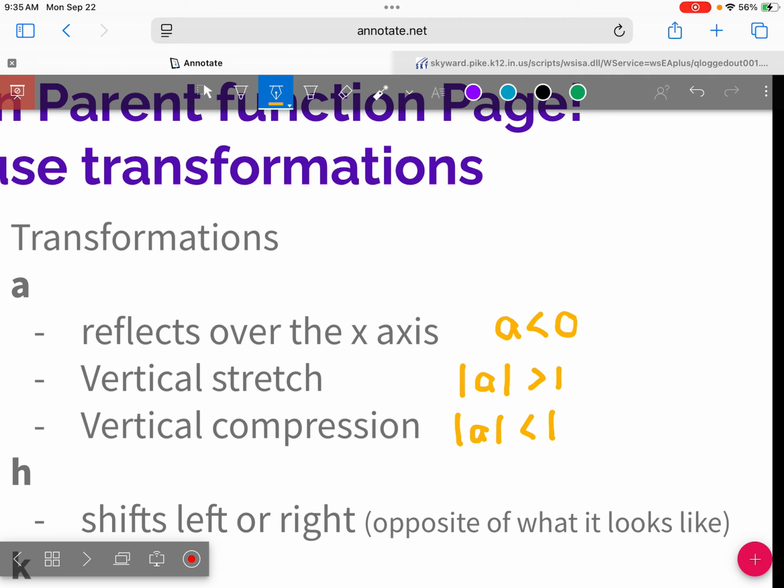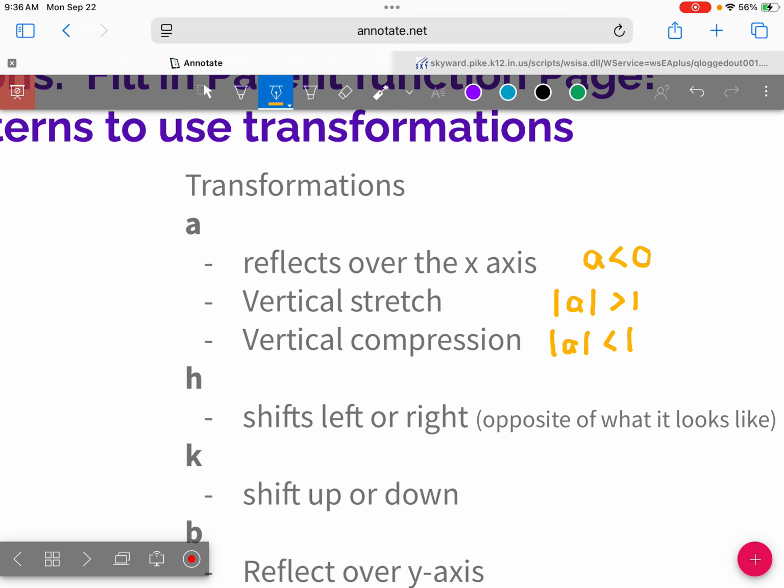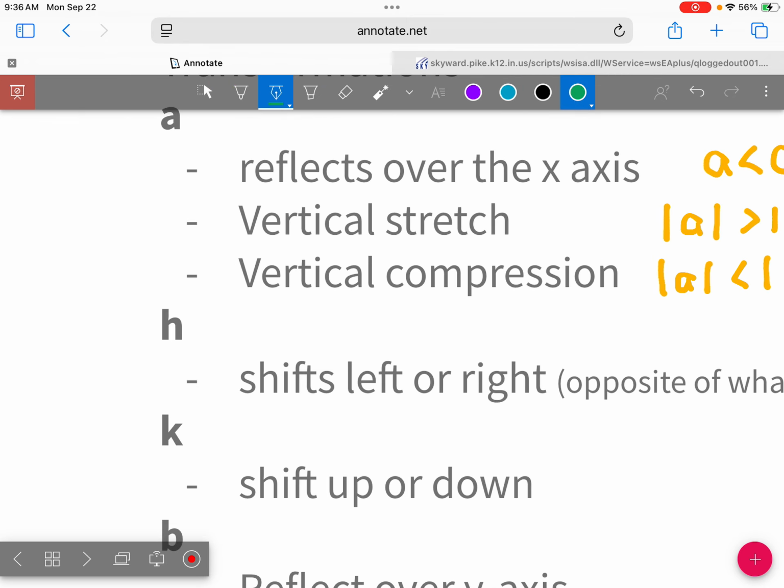So we tend to put it with the absolute value because whether it's positive or negative, it doesn't really matter. If A is -2, it is still a vertical stretch. It's just been flipped at the same time. H we've seen before. That's our horizontal shift. So if H shifts us left, what do we know about H then? It's negative, so H would be less than 0. If H shifts us right, our H is going to be greater than 0.